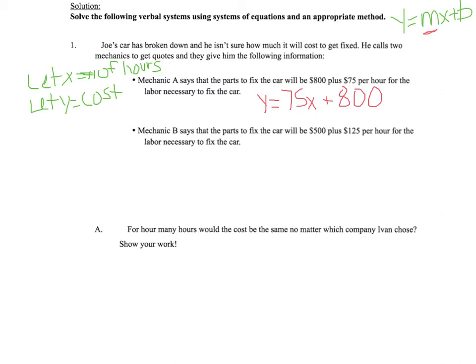Okay? Now for mechanic B, we're going to do a similar thing. We're going to have y equals, and then the cost per hour is 125. So we're going to have 125x plus whatever we have to pay either way. So in this case, 500. So right here, these two equations will be our system of equations in this case.